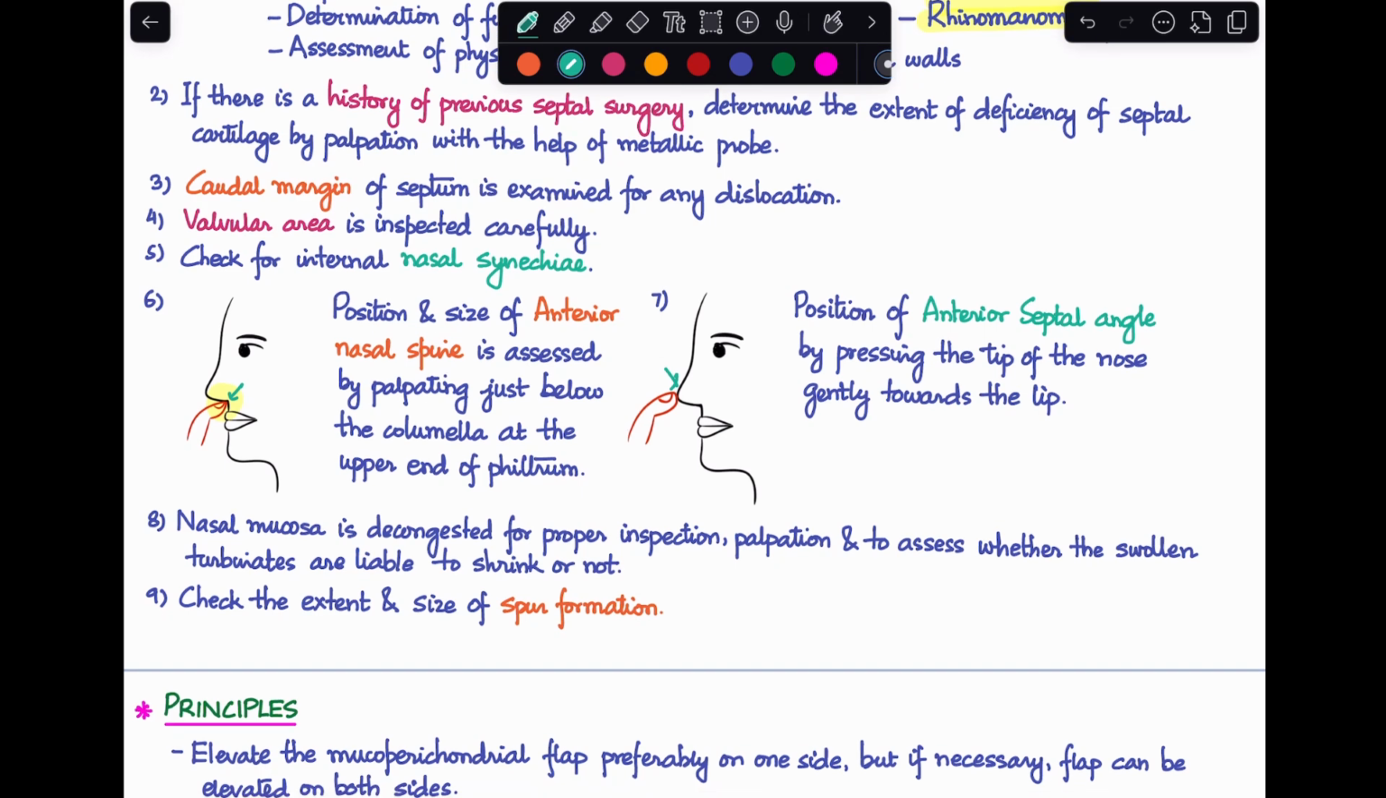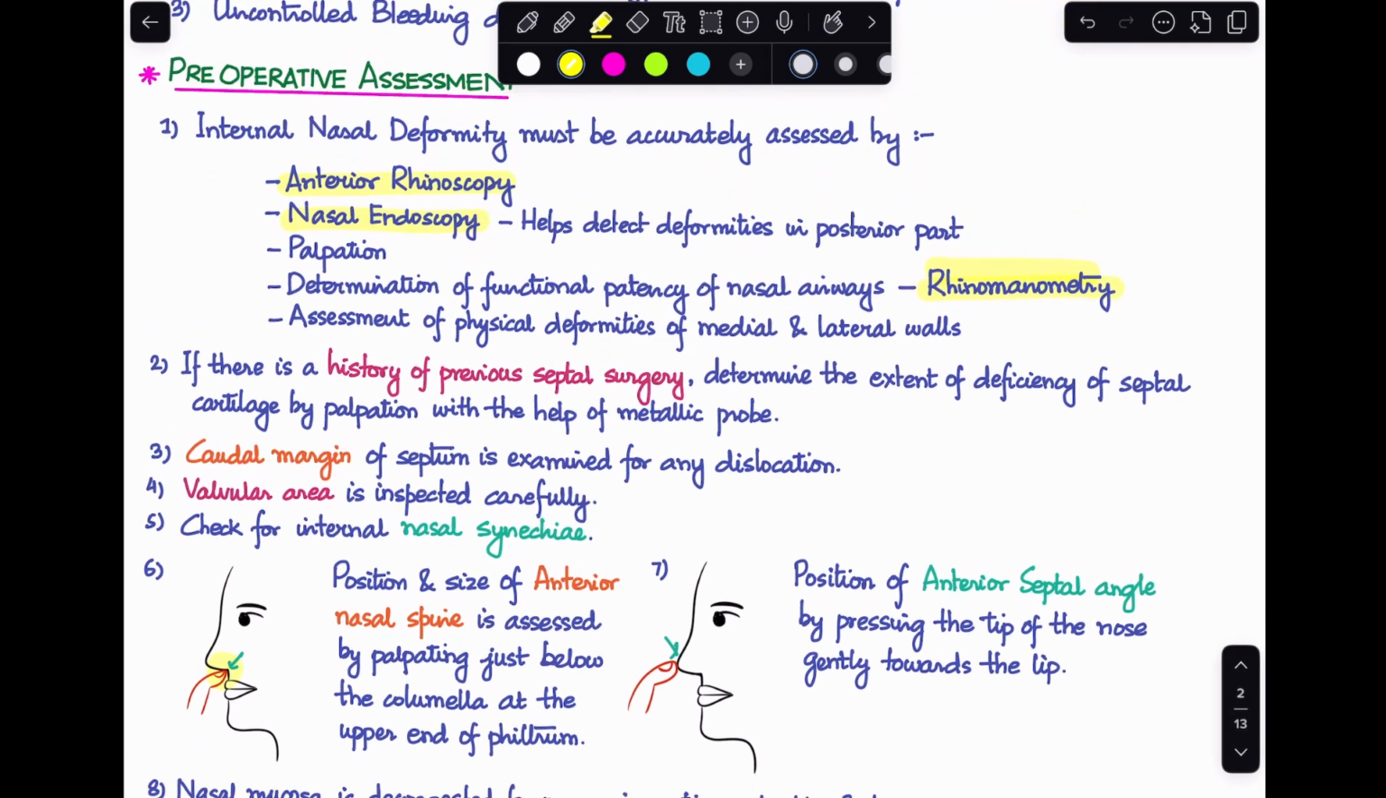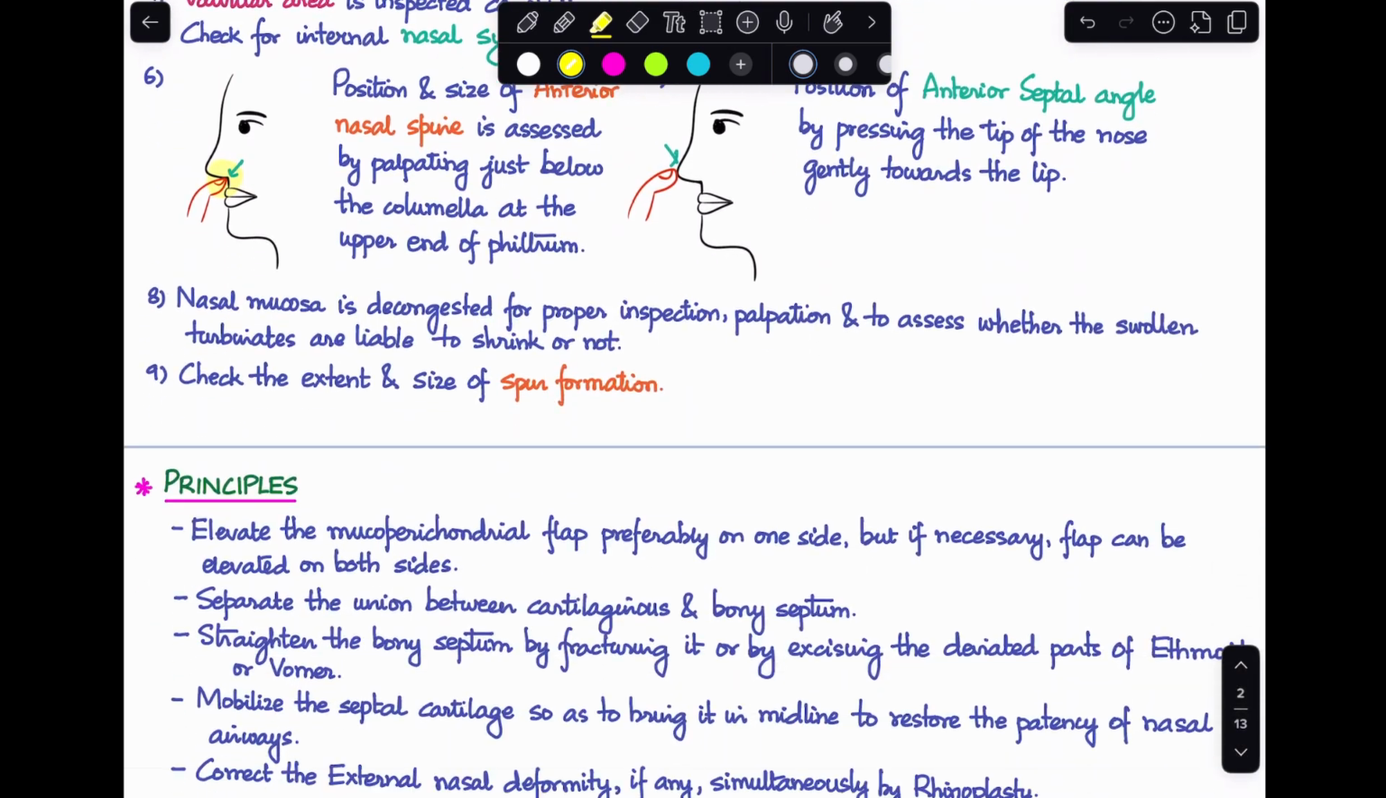Other than this, if the nasal mucosa needs to be decongested, you can also do that for proper inspection and palpation, because sometimes an allergic component may also be a part of this, and the swollen turbinates may not be allowing you to visualize the anatomy inside. So that's another thing you should look out for. And lastly, check the extent and size of any spur formation. So these are all things that you should remember when you are doing a preoperative assessment of a patient for septoplasty.